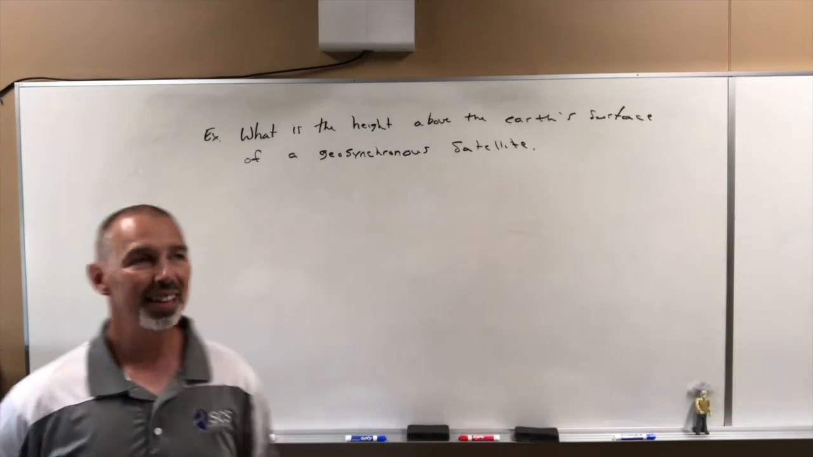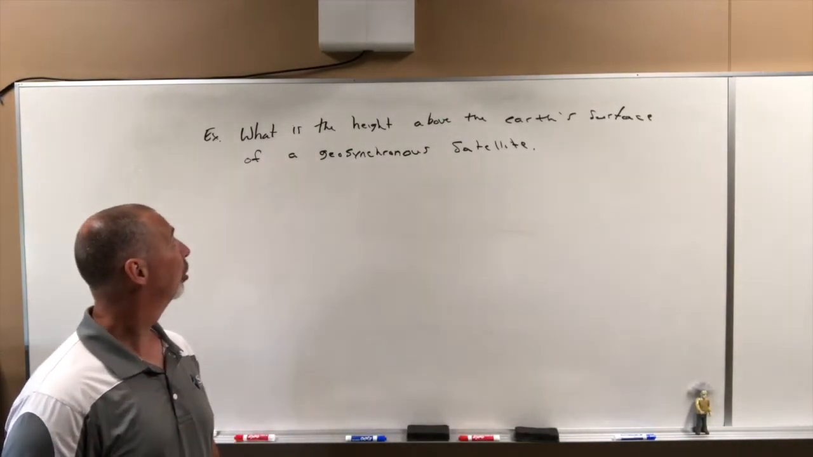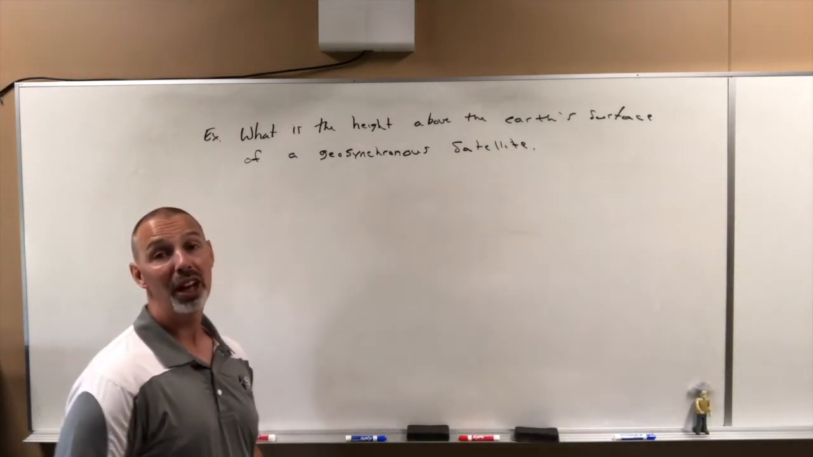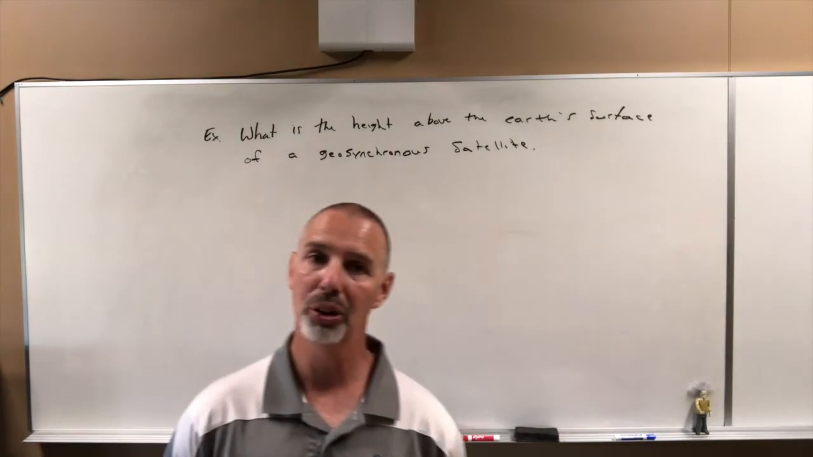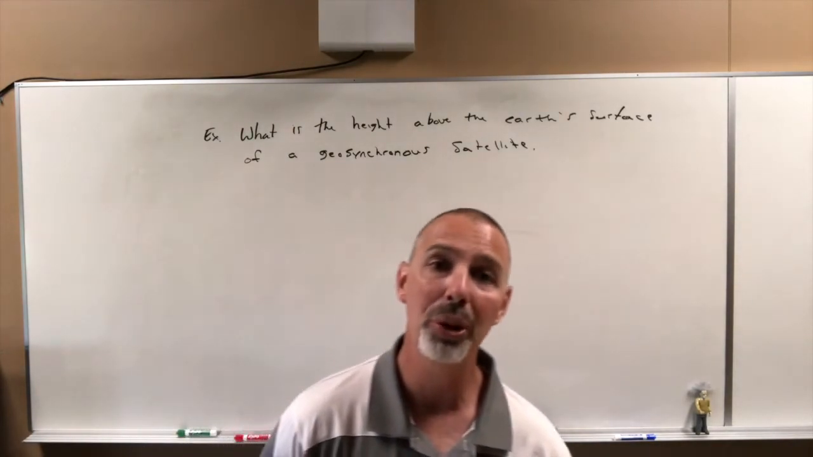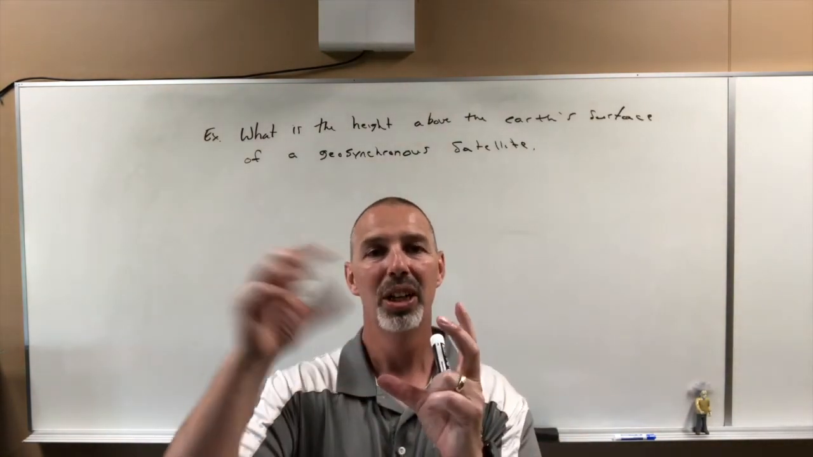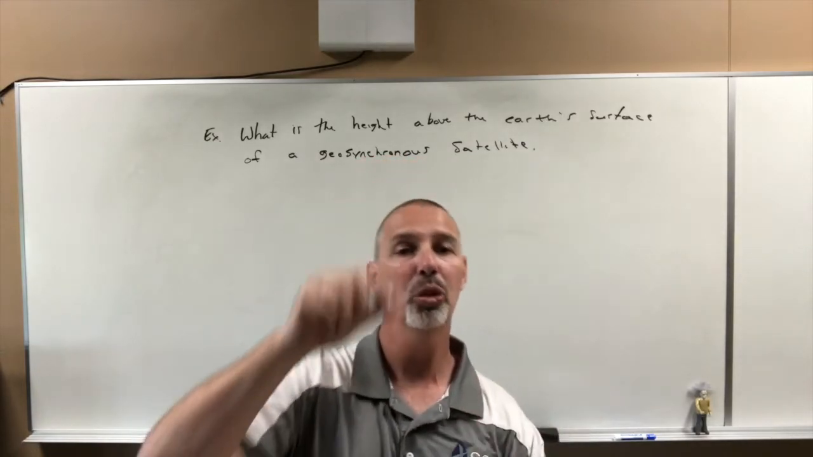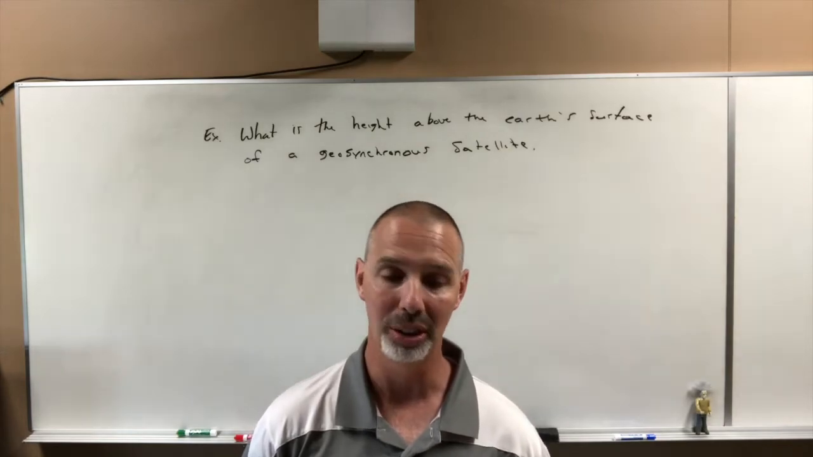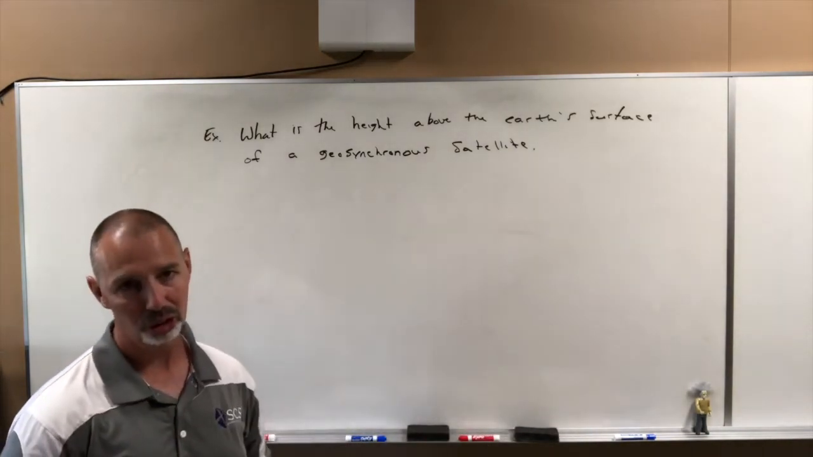All right, here's our last example. What is the height above the Earth's surface of a geosynchronous satellite? So the first question you have to answer to yourself is, what is a geosynchronous satellite? Geosynchronous means synchronized with the Earth. What that means is that as the Earth rotates, the satellite is rotating at the same rate, which means the satellite is staying above the same place on Earth at all times. It is synchronized with the Earth, geosynchronous.